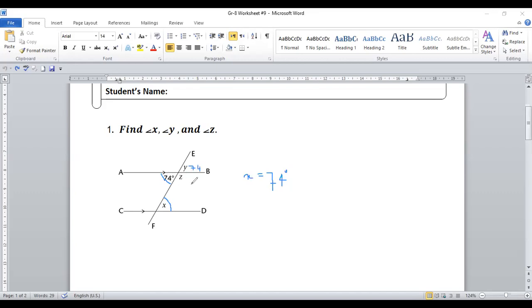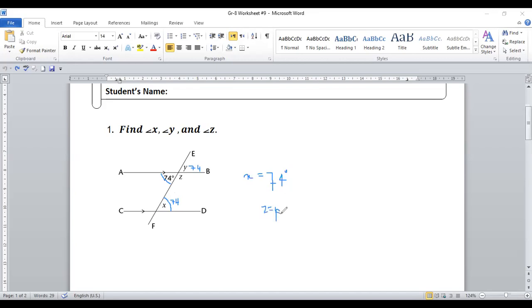Of course, you have to do 180 minus 74. Why are we going to do 180 minus 74? Because they are corresponding angles. You can see the letter U. So one angle is 74. To find the other angle, you have to do 180 minus 74.